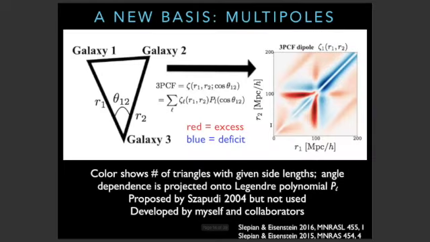So Daniel Eisenstein and I, a few years ago, developed this new basis for the 3-point function called the multipole basis. And this basis basically takes the two side lengths and the internal angle of the triangle, expands in a Legendre series where you have radial coefficients times Legendre polynomials, and then you can plot the radial coefficients versus the two side lengths. Red is an excess of triangles, blue is a deficit. Here I've just shown the dipole, which is the cosine theta moment of this. And basically this is a nice way to just visualize the 3-point function.